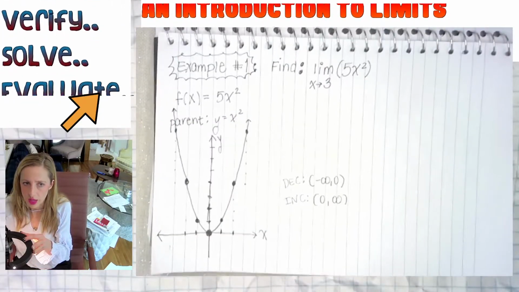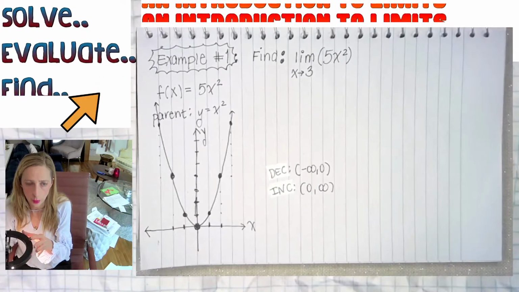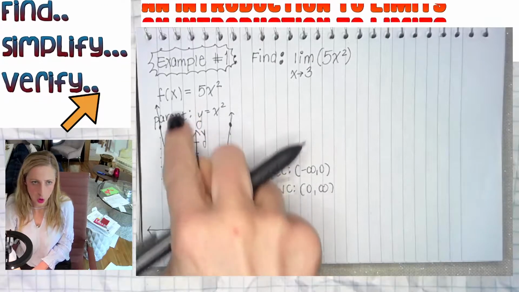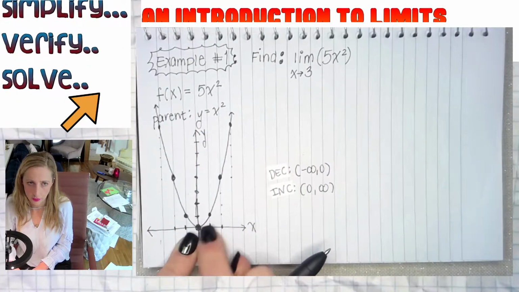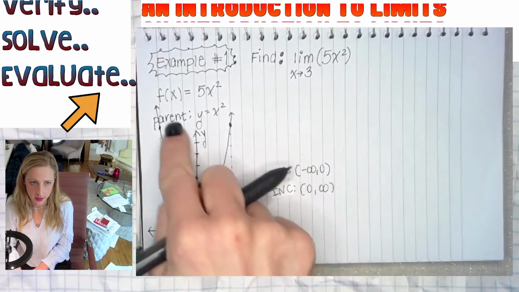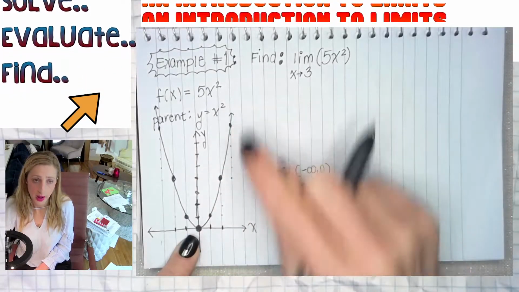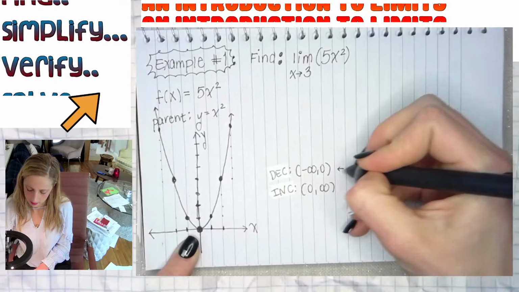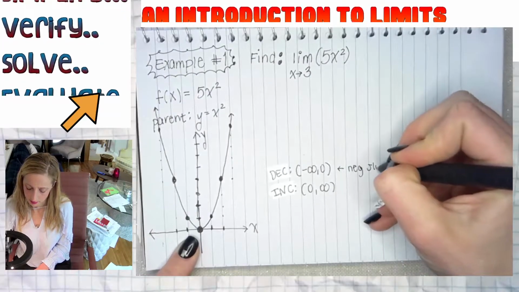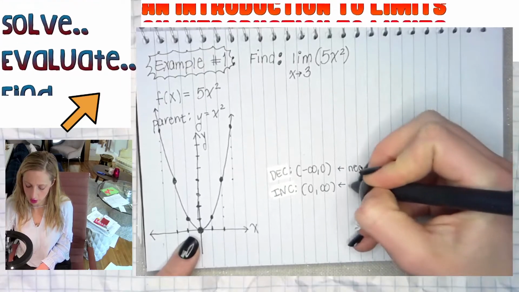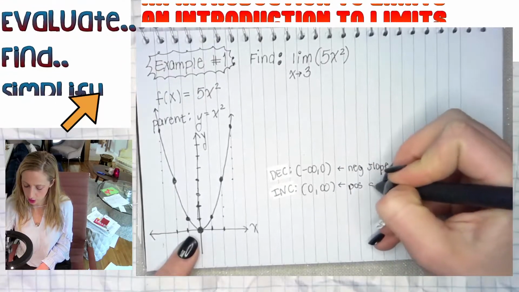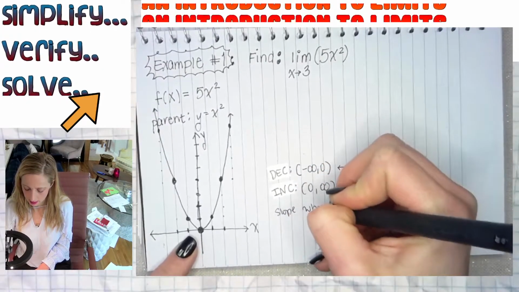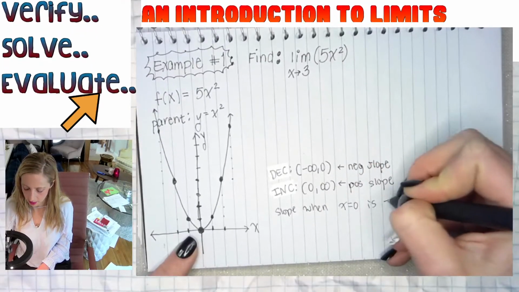What do you think we could say is true about the slope right there at 0 when x equals 0? What do you think is true about the slope of this curve at 0? When it's decreasing, we have a negative slope. When it's increasing, we have a positive slope. What do you think the slope is here at 0? 0. It's 0. These are all like gems for your future. Negative slope, positive slope. And then the slope when x equals 0 is 0.